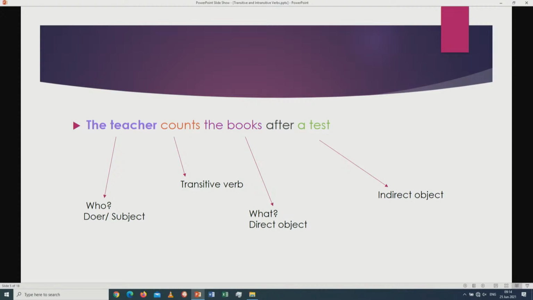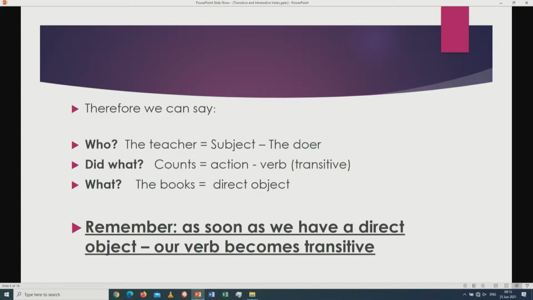Now, I just added this slide to make sure that you understand. The teacher counts the books after a test. Who is the doer or the subject? Does what? That is the transitive verb, counts. What is the direct object? And then the part in the green is your indirect object because it is just an add-on.